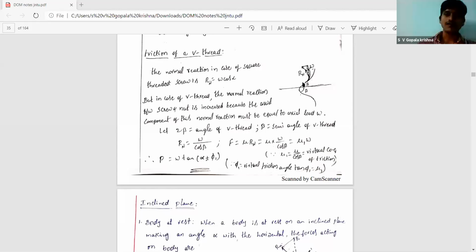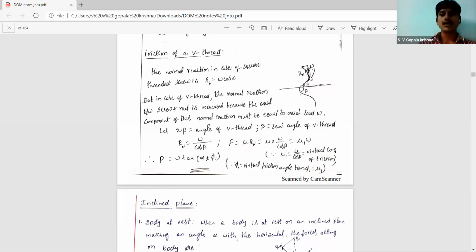Here, let 2 beta be the angle of the V thread, that is, the total angle of the V thread. Beta alone is the semi angle of the V thread. Therefore, Rn, the normal reaction, equals W by cos beta.